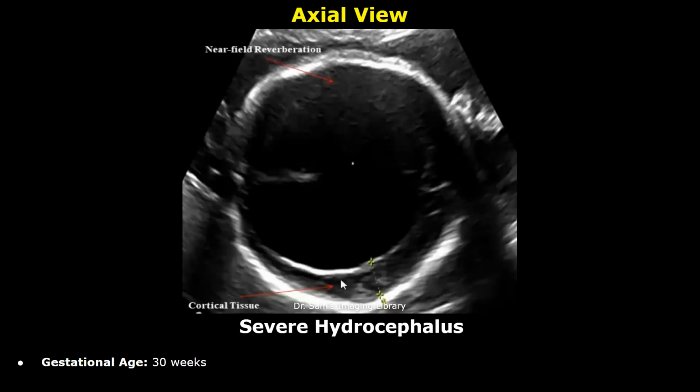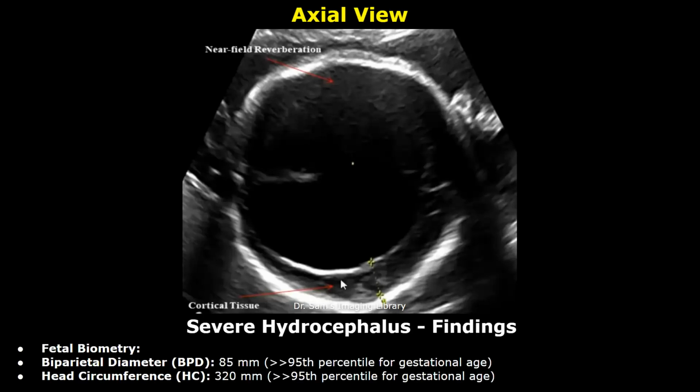This is a report for severe hydrocephalus, gestational age 30 weeks. These are the findings. The BPD is 85 millimeters, much greater than 95th percentile for gestational age. The head circumference is 320 millimeters, much greater than 95th percentile for gestational age. It indicates that the values are increased.